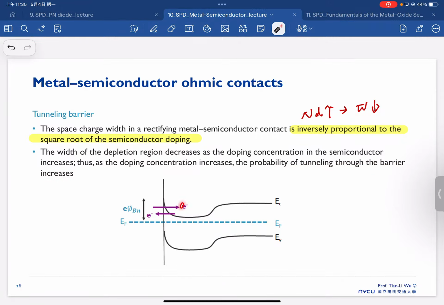So then you can see this one, because of this heavy doping, the barrier here becomes slightly thinner, and therefore the carriers here will much more easily tunnel. So that's why we call this a tunneling barrier.